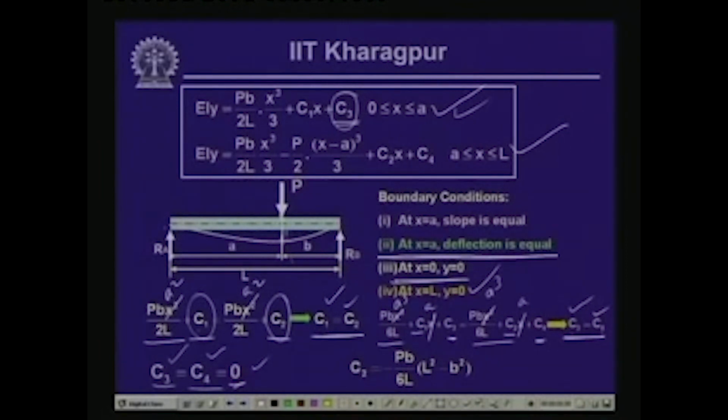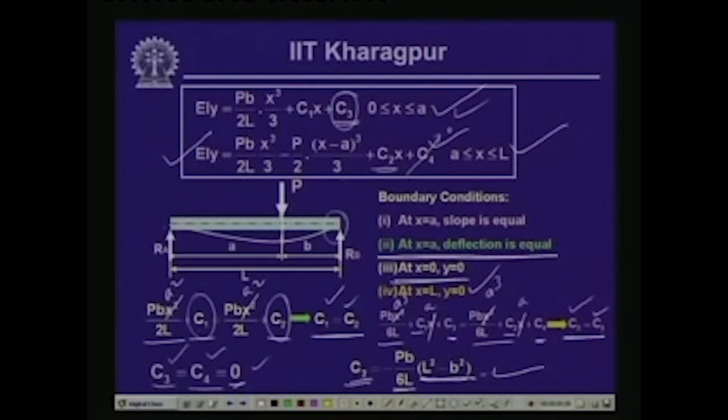Now, if we employ the last boundary condition, which is at x equals to L, y is equal to 0. Again, the validity of this particular boundary condition will be with respect to this expression, because this expression of y is valid between a to L. So, if we substitute the value of x as L in the second expression, and since we have already seen that C3 and C4 equal 0, we are left with C2 only, and if we substitute the value of x as L, we get the value of C2 as equal to minus Pb by 6L times L square minus B square. So, this is the expression which we get once we substitute the value of x as L.